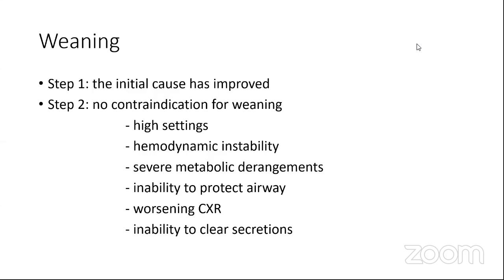Step 2 is making sure there are no contraindications for weaning. Any patient who requires high settings on mechanical ventilation, who is showing hemodynamic instability, severe metabolic derangements, inability to protect airway, worsening chest X-ray, high fever, inability to clear secretions, weak cough, and many more conditions, is contraindicated for a trial of weaning. So if the patient has had his initial condition improved and he has no contraindication to weaning, you start weaning.